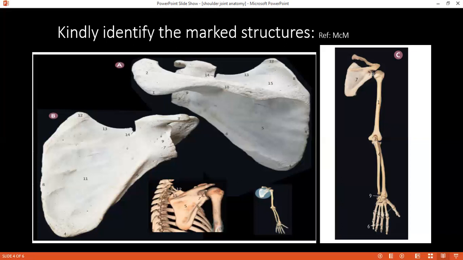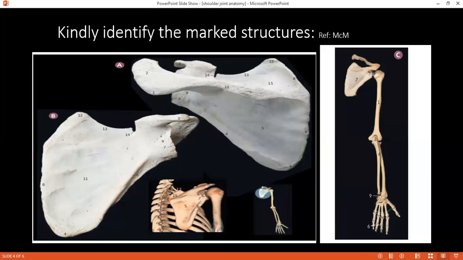Okay, infraspinatus from the infraspinous fossa of the scapula. The origin and insertion: it will be in the greater trochanter of the humerus. All right. Okay. Can you tell me what other muscles are inserted into the bicipital groove of the humerus?